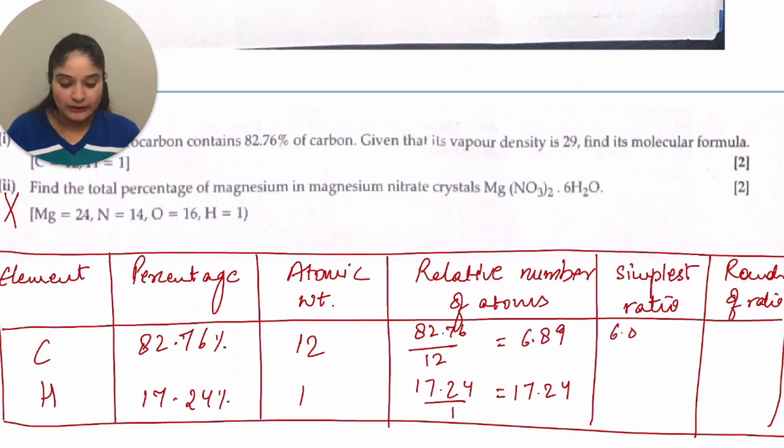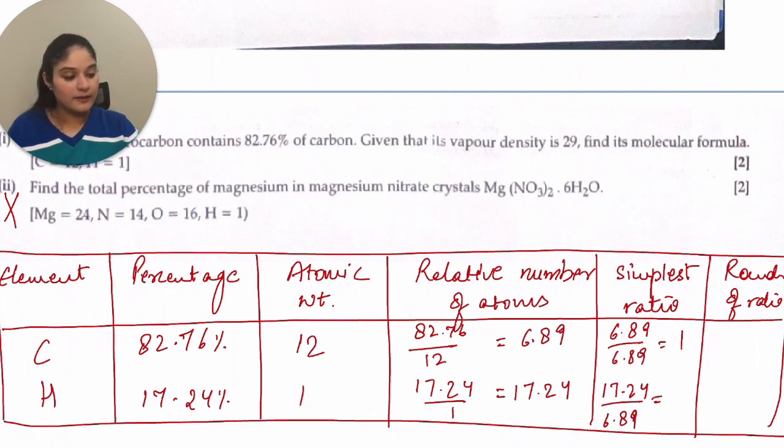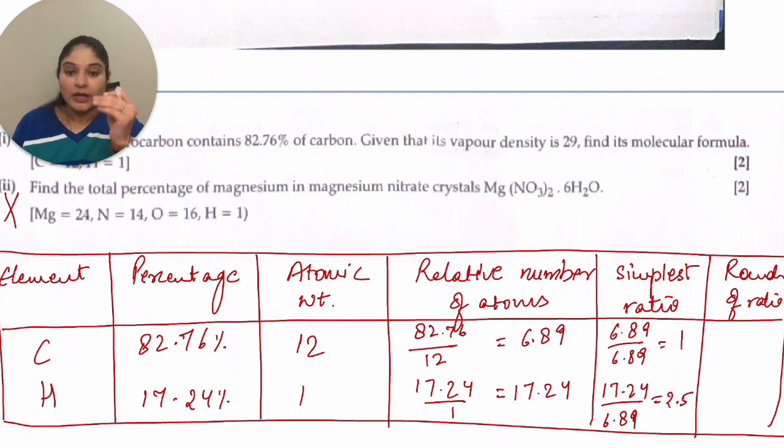So 6.89 divided by 6.89. 17.24 divided by 6.89. So in this case, the first one you will get 1. The second one, you will get 2.5. Okay. Now at this particular stage, students, I have seen a lot of students make a mistake. When they are rounding off, what they will do is 1 will go as 1, 2.5 will go as 3. Do not do that. That's the wrong method of doing it.